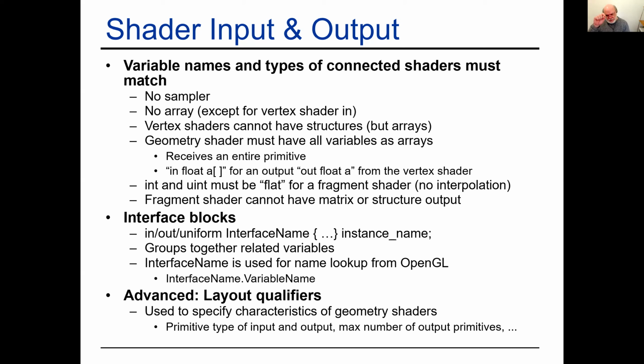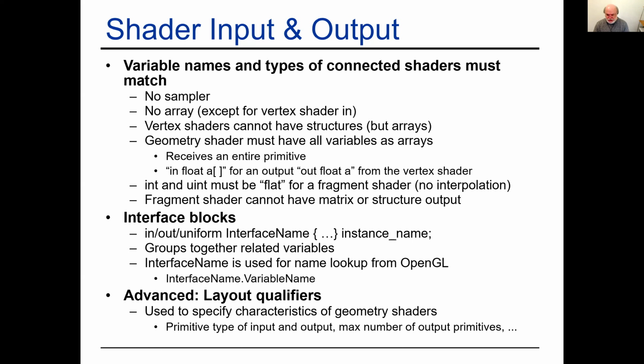Instead of defining the input and output variables per shader, you can actually put them into a structure, an interface block, where you can group them together, which is usually the nicer way of referring to them. And you can put such an entire block into a uniform buffer, for example. So that's also useful for that.